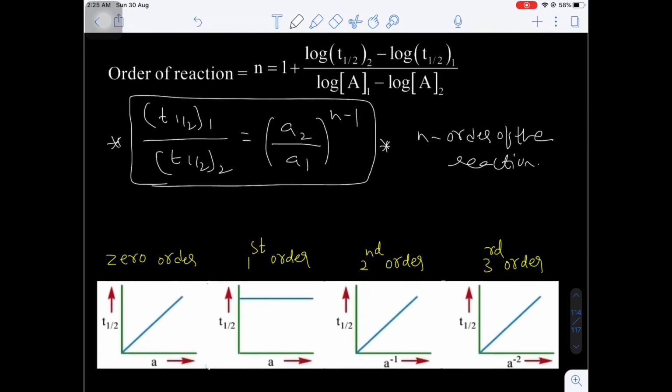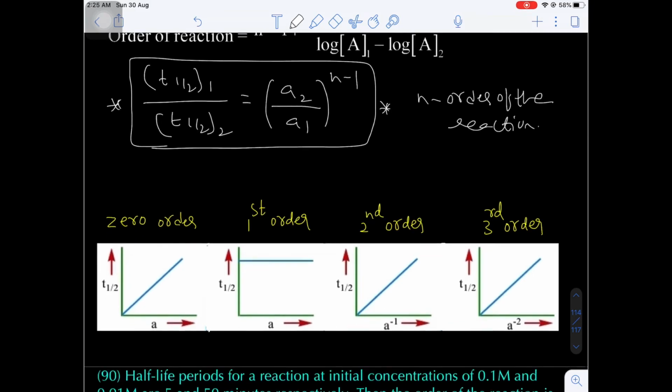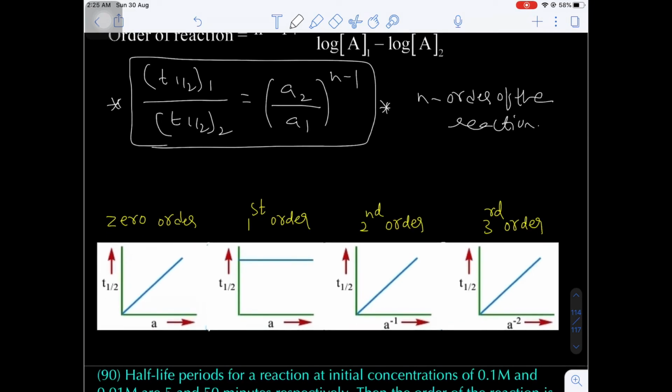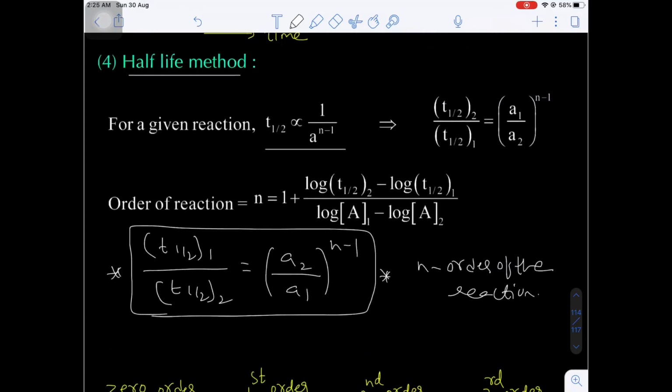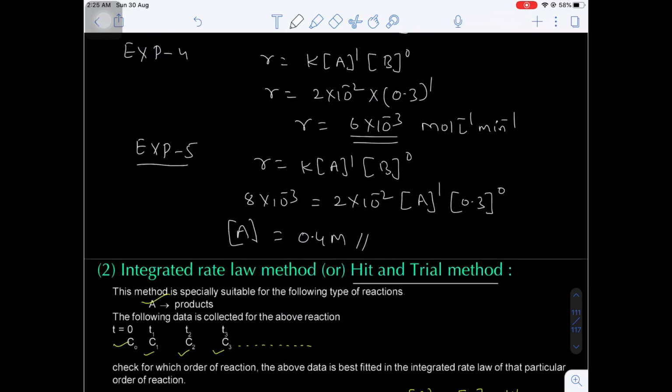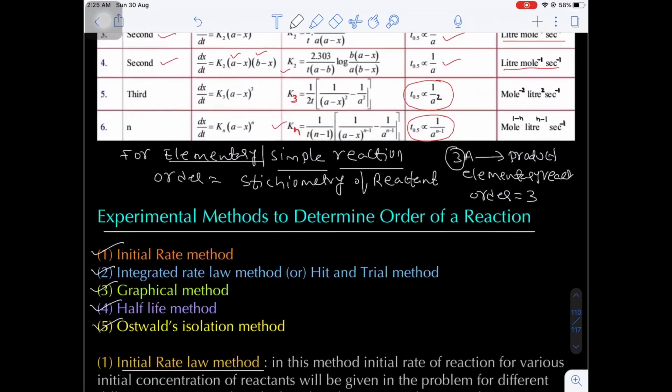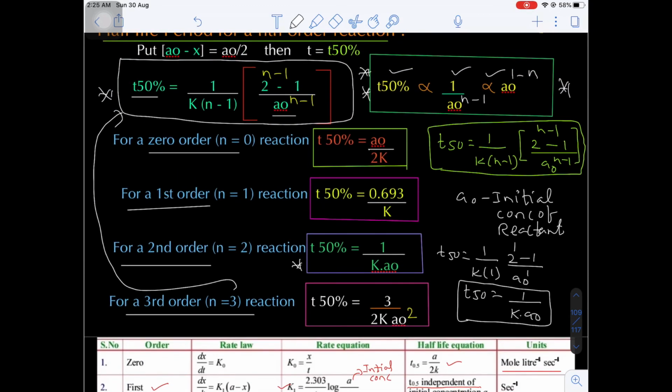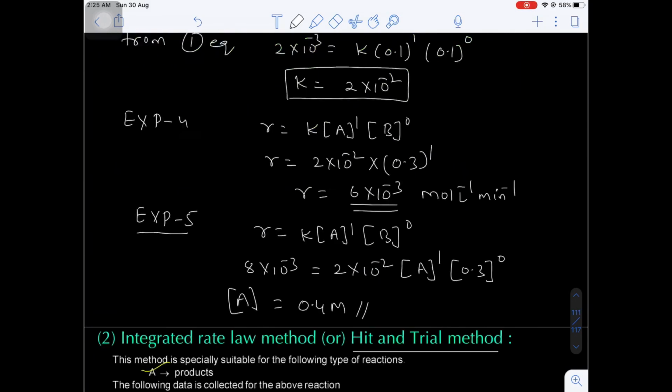Now here, if you carefully observe, there are different types of order of reactions and their graphical representation of half-life versus initial concentration. Do you know what is the half-life for zero order kinetics? Here I have given the formula. For zero order, T50 is A0 by 2k, and for first order T50 is equal to 0.693 by k. For second order, T50 is 1 by k into A0. For third order, T50 is equal to 1 by 3k A0 square. Are you getting my point?